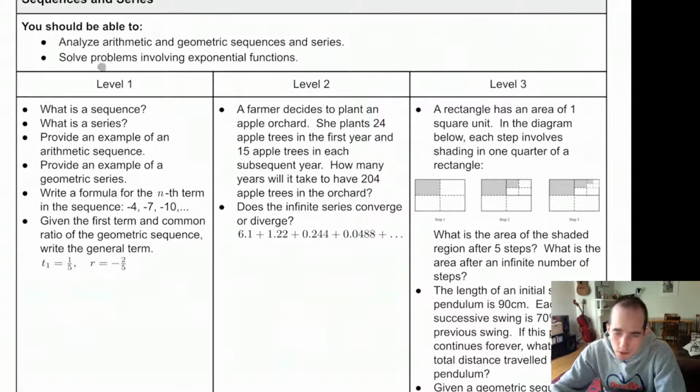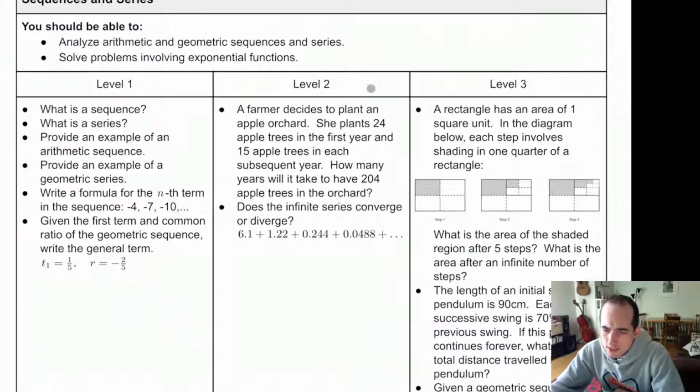Level 1 question: what's a sequence? What's a series? Nothing too complicated. Just tell me what each one is. Give me an example of an arithmetic sequence, a geometric series, right? Now we start getting into some of the calculations. Write a formula for the nth term in this sequence, and then do the same thing over here, except now instead of giving you actual numbers, I'm giving you the first term and the common ratio.